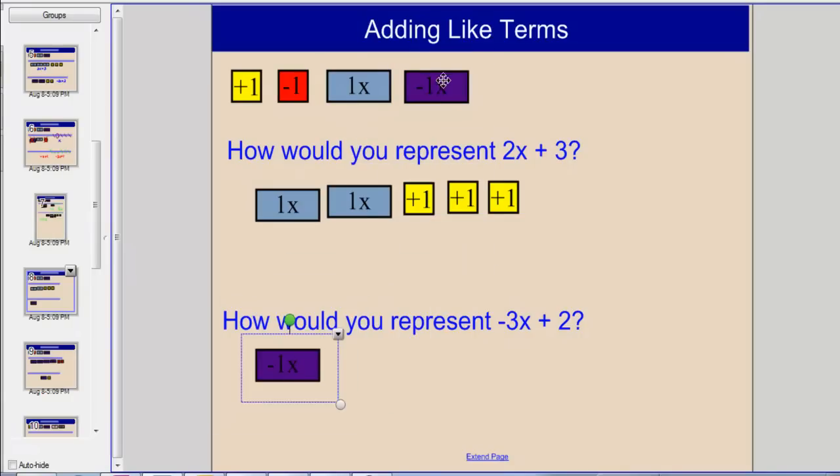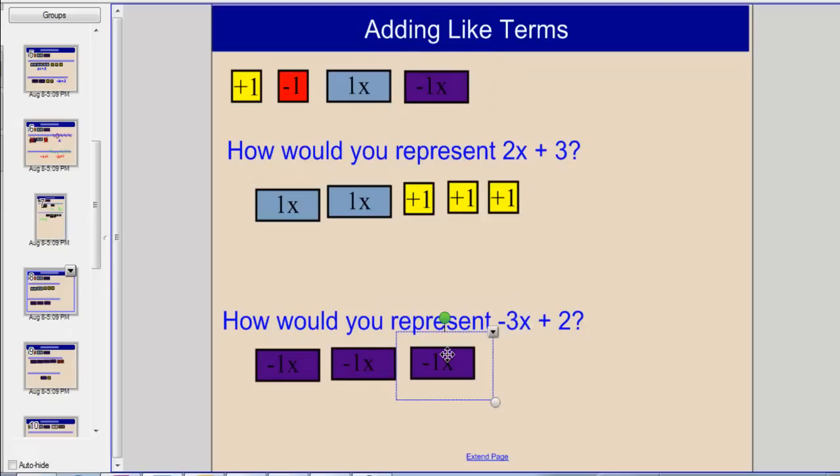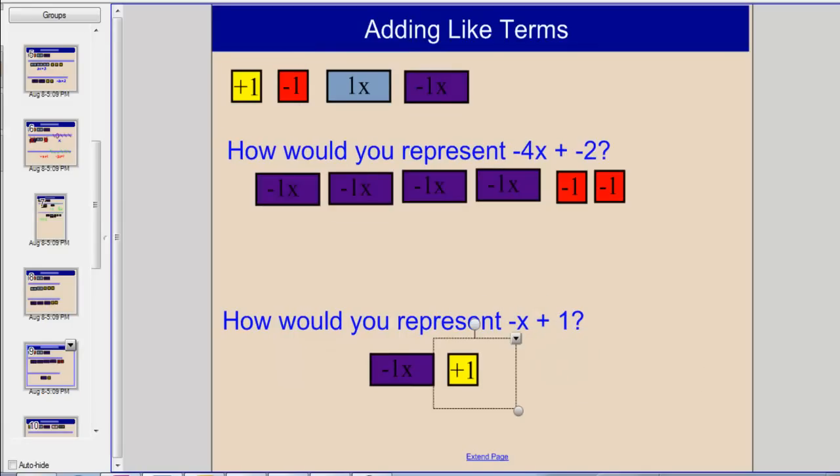In the next problem, how would you represent -3x? We'd bring down three negatives, three negative x's, and then we'd bring down two positives. And that represents -3x plus 2. In the next example, we have -4x plus 2, and I've already represented this for you. So that's four -1x's and two 1's. And then the last problem we have one -x, and remember -x is the same as -1x, plus 1. So that's just a -1x and a 1.